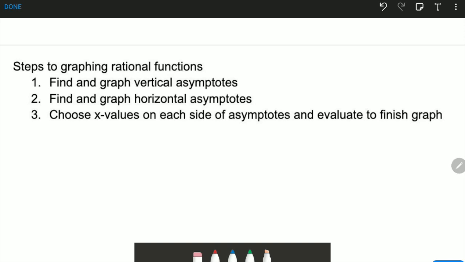So the 3 steps we're going to do is find and graph the vertical asymptotes. We're going to then find and graph the horizontal asymptotes, and then we're going to choose x values on each side of the vertical asymptotes. And then we're going to evaluate it to finish the graph.